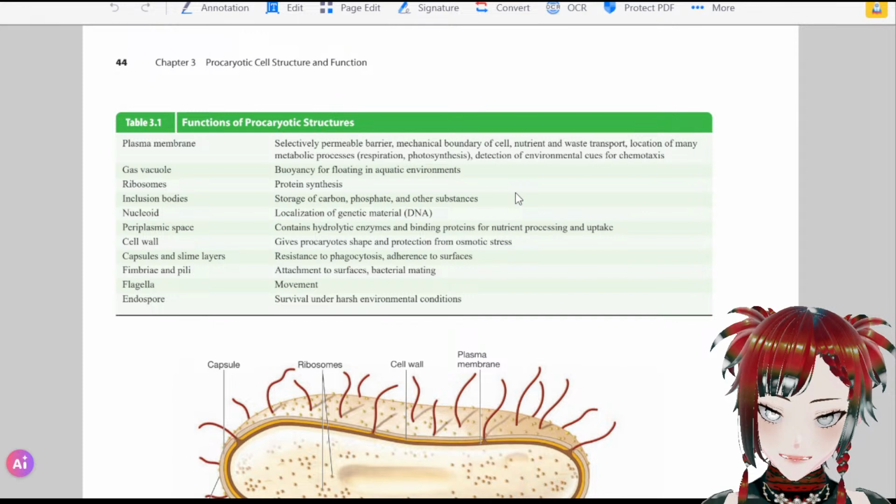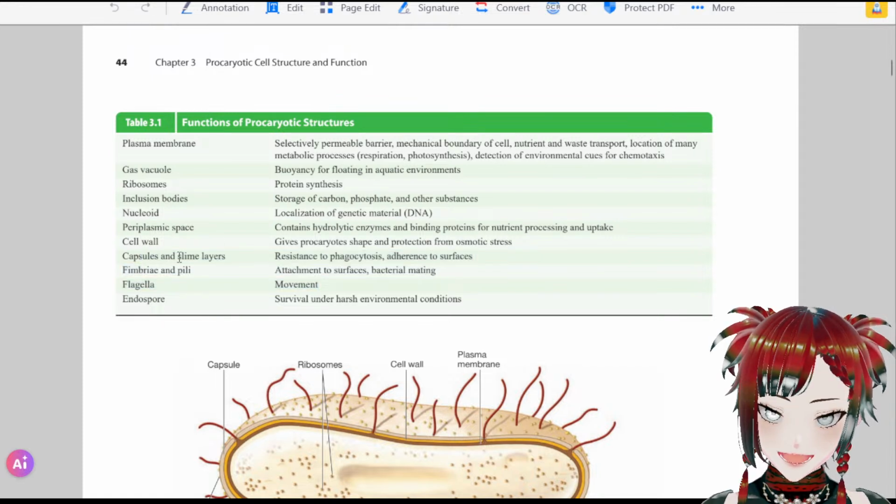The cell wall, of course, this is also for mechanical support and the osmotic pressure. This is way more efficient than the plasma membrane in mechanical stuff, right? Not the chemical stuff, but mechanical stuff. This is less proficient in the chemical. What was I talking about, man? The battery died. Capsules and slime layers.